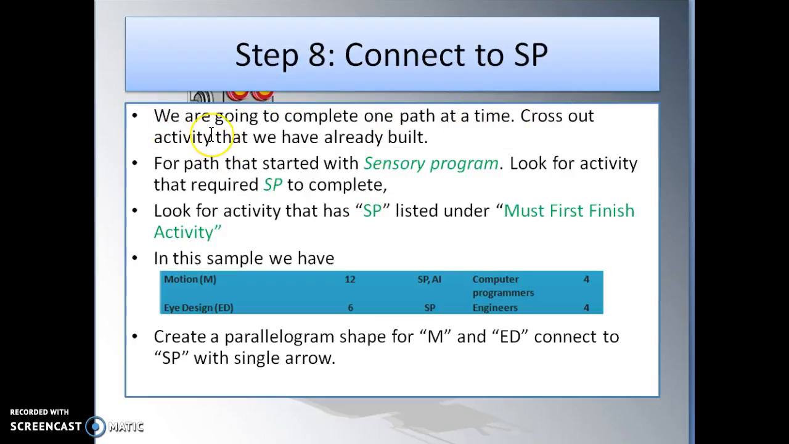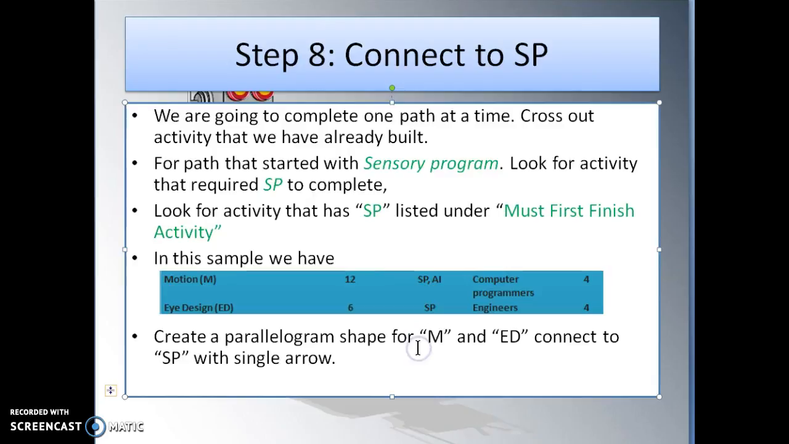Cross out activity on the table that we have already built. For path that started with sensory program, look for activity that require SP to complete. Look for activity that has SP listed under must first finish activity. So from the table, if you look at the third column, you see SP. That means you need to finish SP before you can start motion program. So you need to finish SP and AL before you start motion program, but SP is one of them. So we are going to connect motion program and SP.